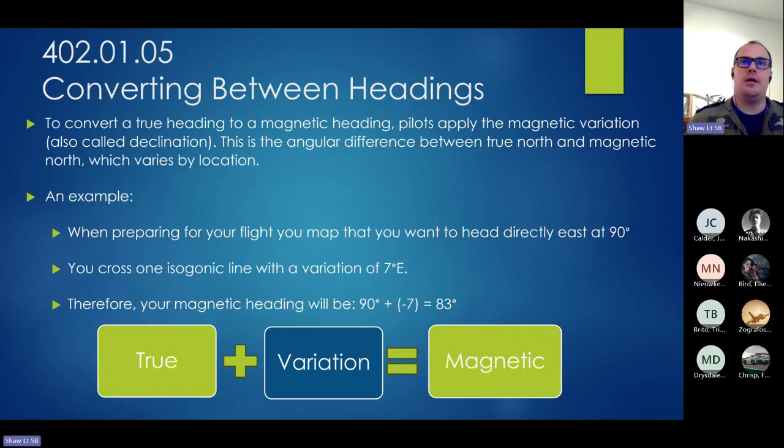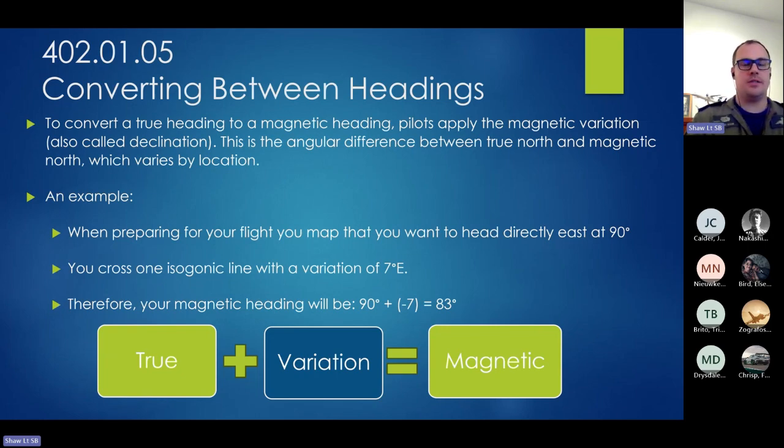Okay, moving on. Convert a true heading to magnetic heading. We apply the magnetic variation, which we just talked about. So an example, when preparing your flight, you want to head directly east at 90 degrees, you cross one isogonic line with a variation of 7 degrees east. So therefore, your magnetic heading will be 90 degrees minus 7 equals 83 degrees. Remember, east is least, west is best. We decided to subtract.